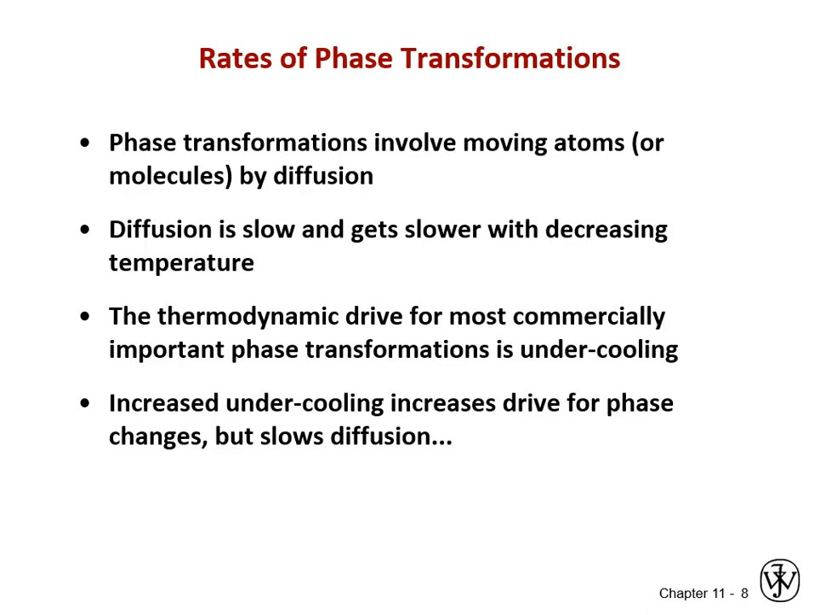Rates of phase transformations. As we kind of concluded, just looking at our 1% carbon moving into what's effectively a 25% carbon region to go from an austenite to a cementite, we know phase transformations involve moving a lot of atoms, and they move by diffusion. Diffusion's slow, and it gets a lot slower the lower temperature we go to. And unfortunately, the thermodynamic drive for most of our commercially important phase transformations is undercooling.